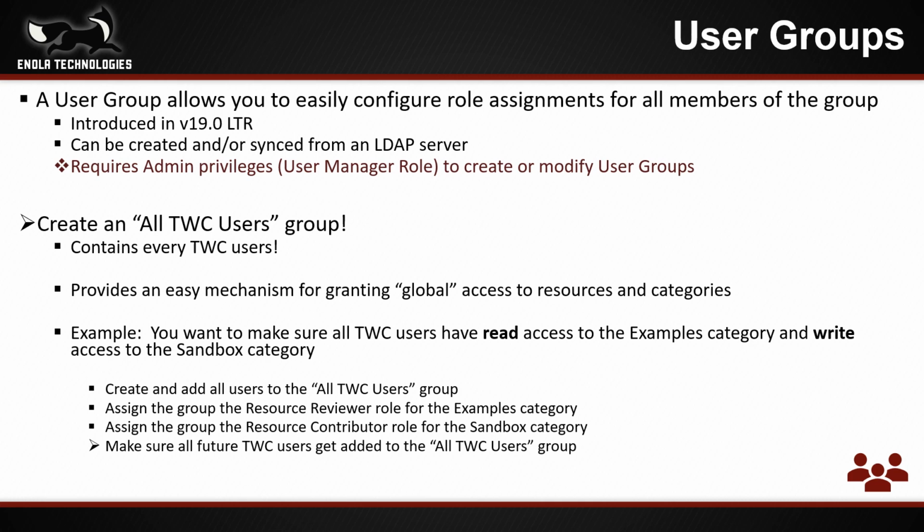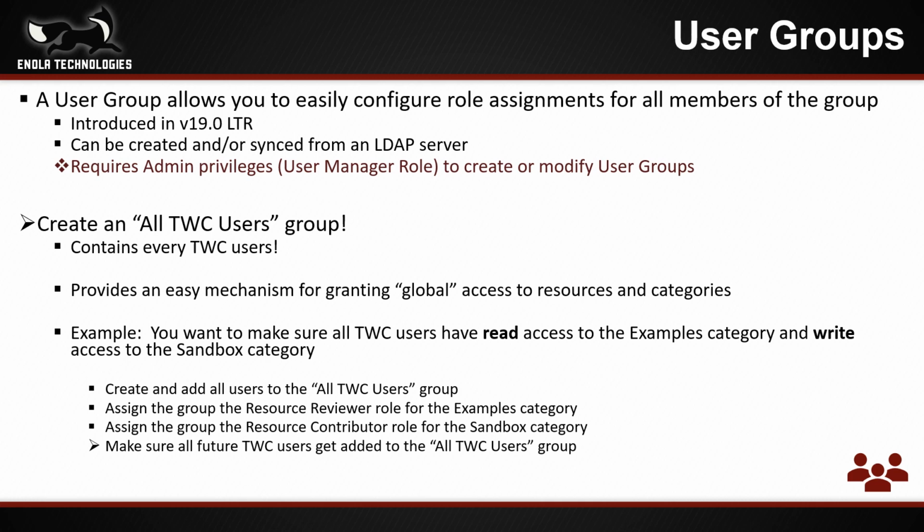Now, category level permissions have made this, I'm not going to say less needed, but you can do a lot more with category level permissions now that might allow you not to have this group, but I still highly recommend it because it can be very useful. To give you a little example, say you wanted to make sure that all your Teamwork Cloud users have read access to all the models in the example category and write access to all the models in the sandbox category. Now, you could absolutely do that with category level permissions. And in this case, if that was your only need, that might be a better approach. But when you have individual models you need to give global access to, then this really shines.